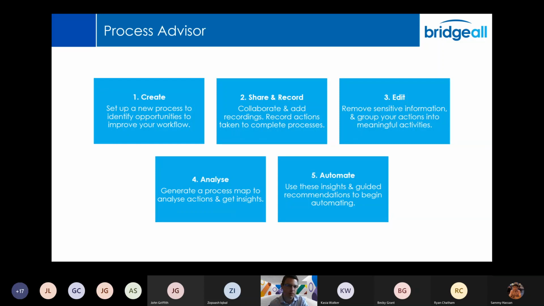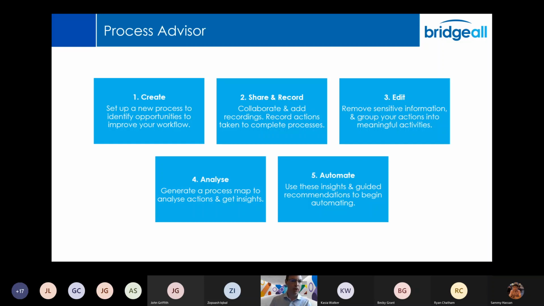So the first thing that you would do is set up a new process to help identify any opportunities for improvement. You would then invite colleagues, or other people in your team or other areas of the business, to record that task. So if you think of, using the previous example, invoice processing, you say, right, I want to have a look at this invoice processing task because I think we could do it better. So you would go in and create a new process, and then invite other people in your team to say, we're going to review the invoice processing task.